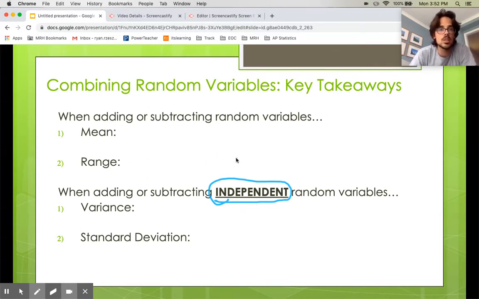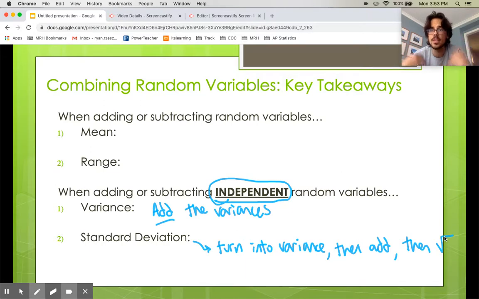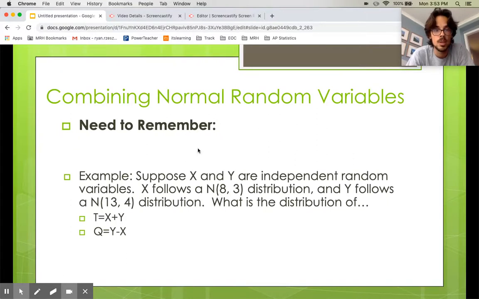So when you add or subtract independent random variables, if you know they're independent, the variances always get added. Add the variances. Standard deviation, on the other hand, you need to turn it to a variance first, and then add. And then square root. So you basically convert it to variances first, combine those, and then take a square root to get you back down to where you need to be. Weirder process, harder to understand and harder to remember than last lesson, but really important that you can keep the two scenarios straight. So let's look at an example problem here.